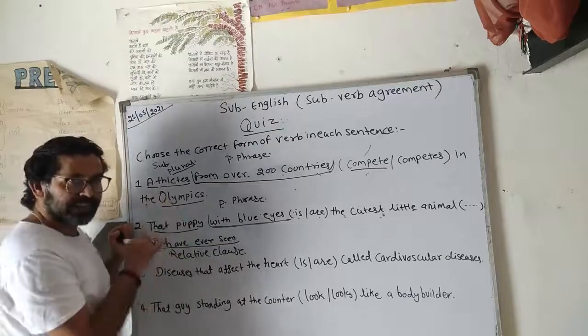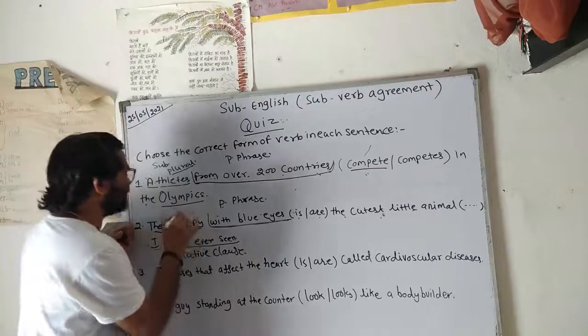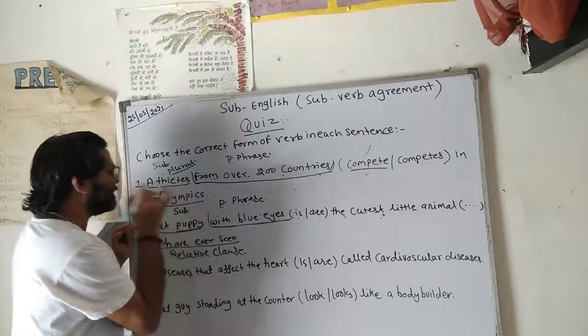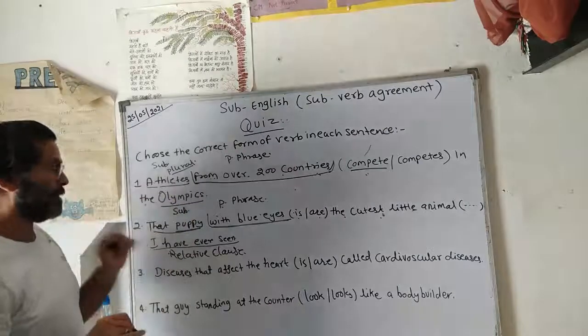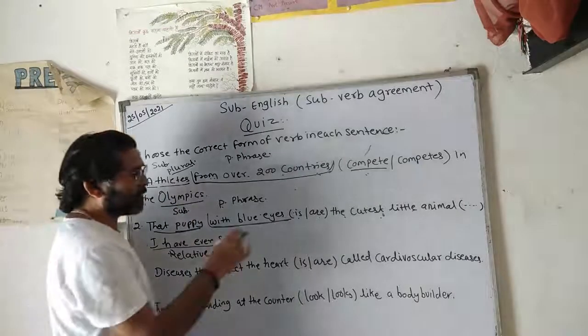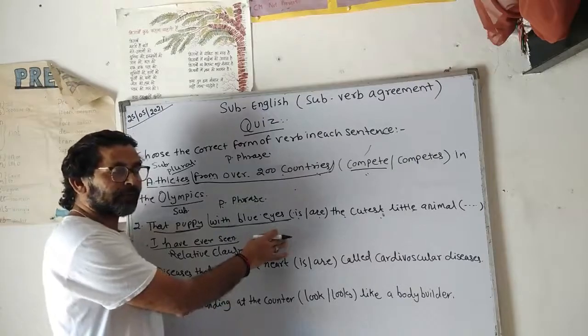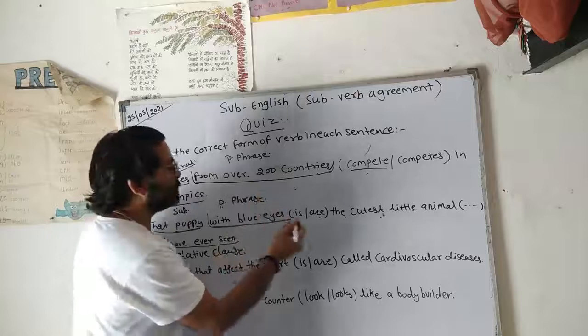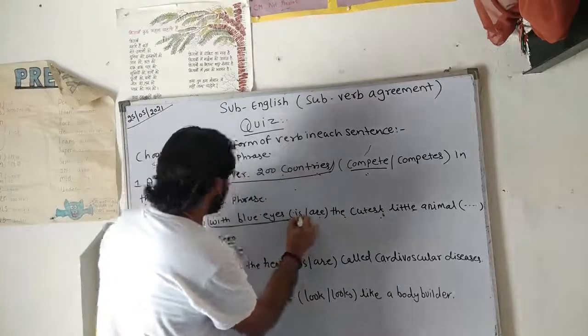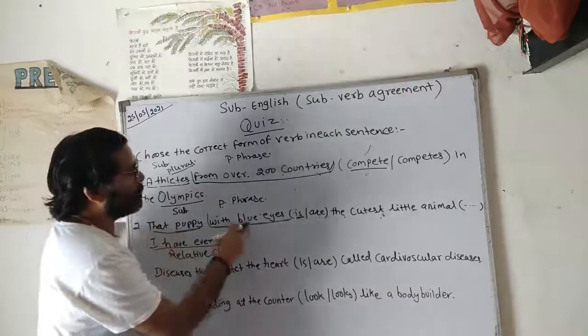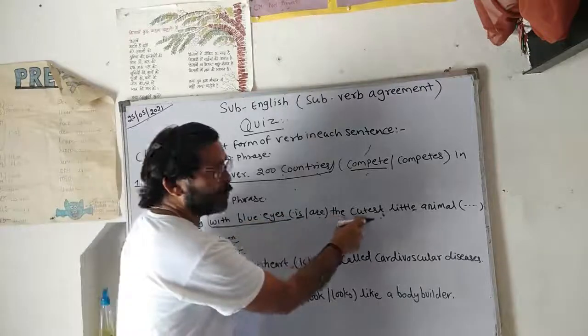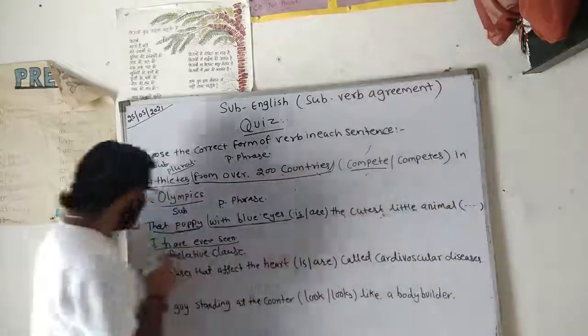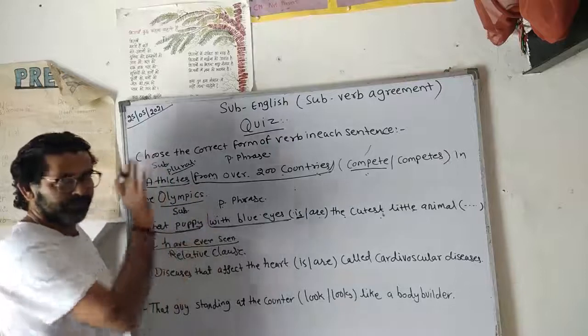And what is the subject in this sentence? Puppy is the subject. And is puppy singular or plural? Puppy is a singular subject. So what will we use with the singular subject, is or are? We will use is. So the correct sentence would be: that puppy with blue eyes is the cutest little animal I have ever seen.